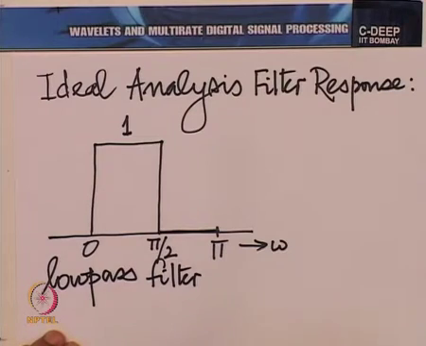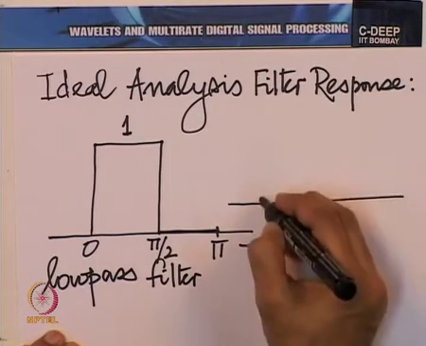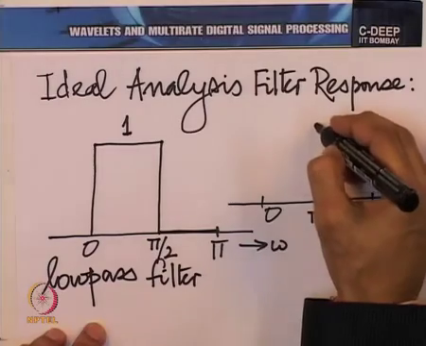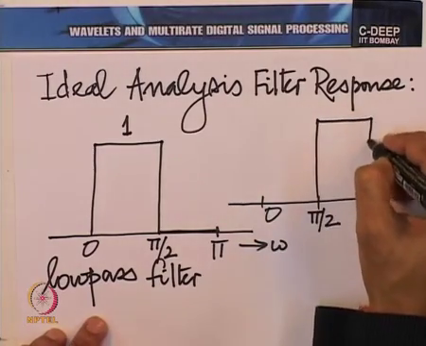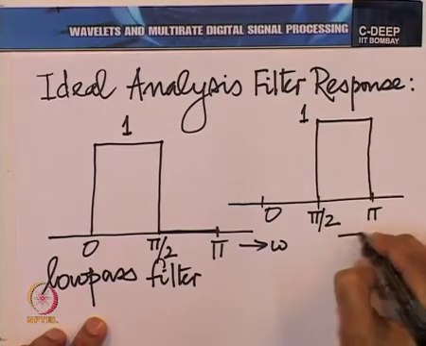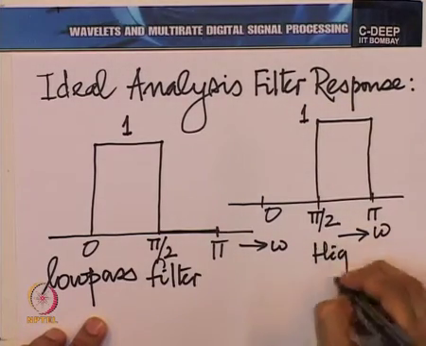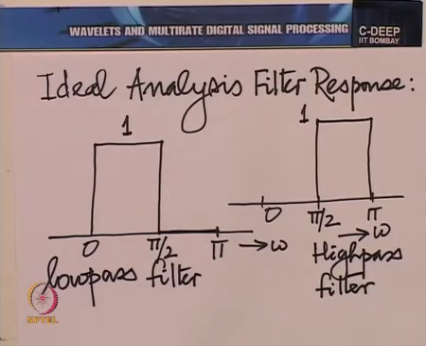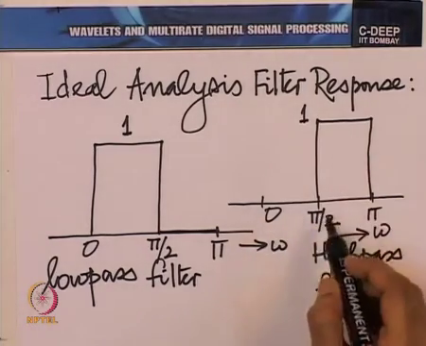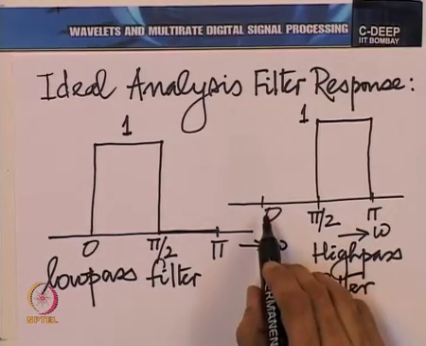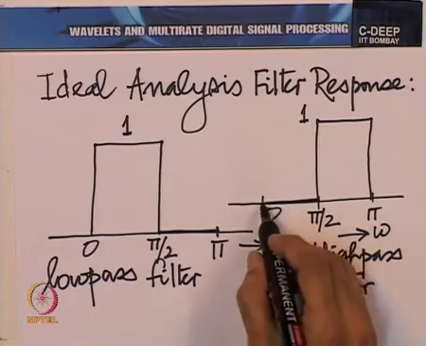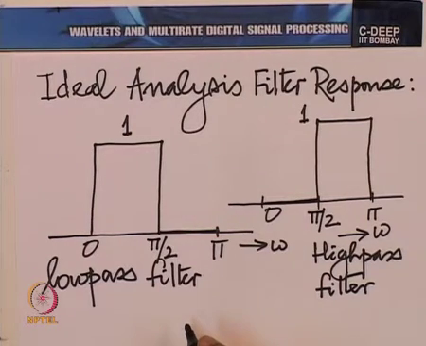Similarly, the high pass filter response, which I will draw here. The high pass filter needs to have a response of 1 between pi by 2 and pi, and of course, whatever is between 0 and pi is mirrored between minus pi and 0. The response is 0 between 0 and pi by 2, and then of course, periodically repeated at every multiple of 2 pi.